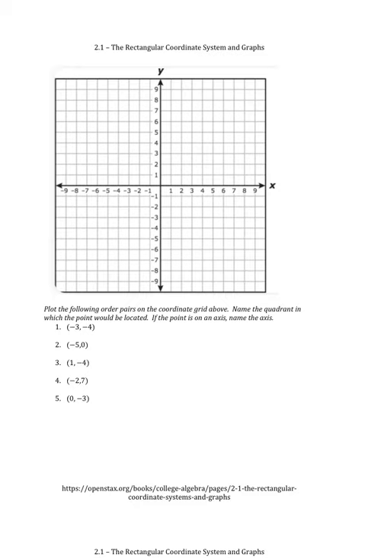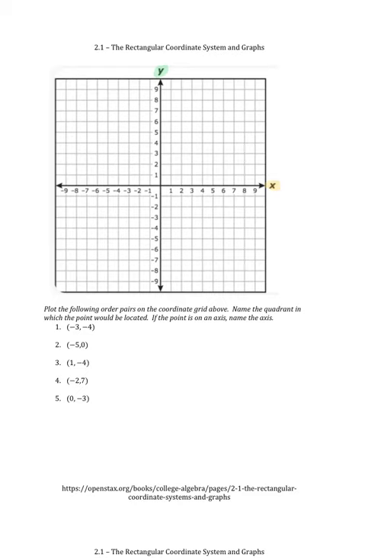You can see that you have the x-axis here, the horizontal axis, and then you have the y-axis here, the vertical axis, and you will use those axes in order to plot points. So for the following examples, we want to plot the ordered pairs, then name the quadrant in which the point would be located.